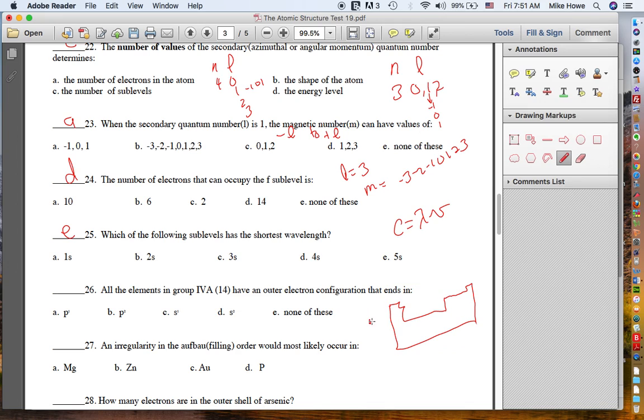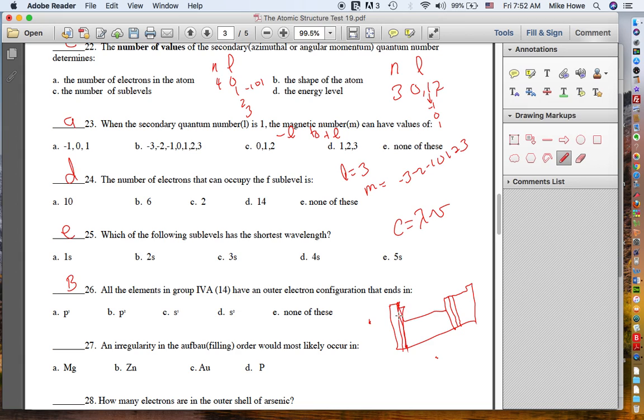Oops, I didn't do so good there. All right, so column 1, column 2, all these are transition elements. That's column 13. This is column 14. So column 14 is this one here. This is the 4th tall column. So 1, 2, 3, 4. So they all end in P2, and that's B.